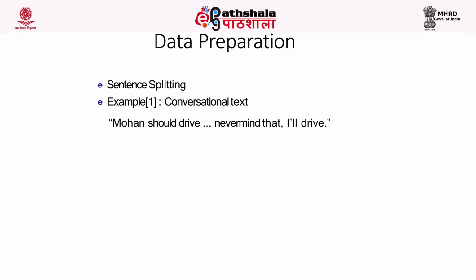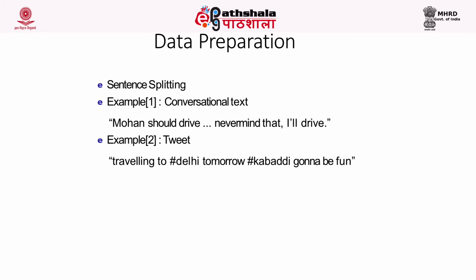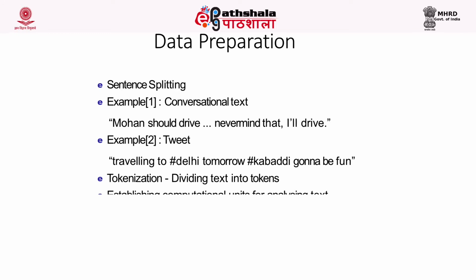For preparing the data for annotation and also for processing, the first step in a corpus is splitting sentences, so splitting the text into sentences. For example, if we take a conversational text, "Mohan should drive, never mind, I'll drive." Now one should be able to split the sentence into two. Here, one is "Mohan should drive", and the other is "never mind that, I will drive."